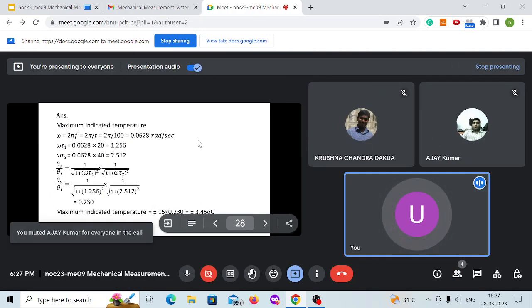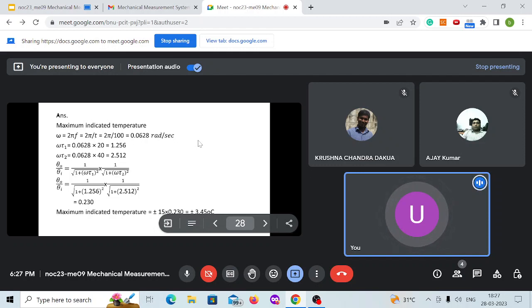We know that the temperature is oscillating between plus and minus 15 degrees Celsius. So the maximum temperature it can show is 15 into 0.23, so 3.45. The instrument will show some temperature of the fluid, which is not given and not actually required, so it will show T plus 3.45. It will show 3.45 degrees Celsius more or less. So that is the oscillation of the instrument. The actual variation is 15 degrees, and you get 3.45 from the measurement.